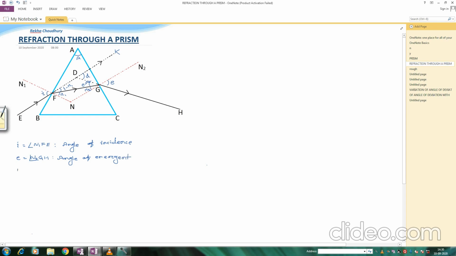Now R1 is the angle of refraction, that is the GFN angle. GFN is the angle of refraction for refraction at face AB.